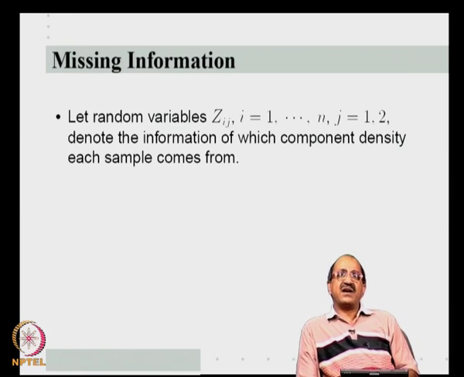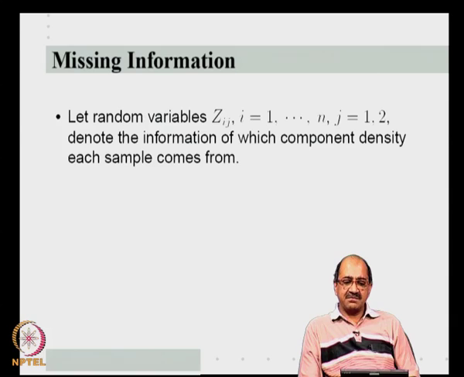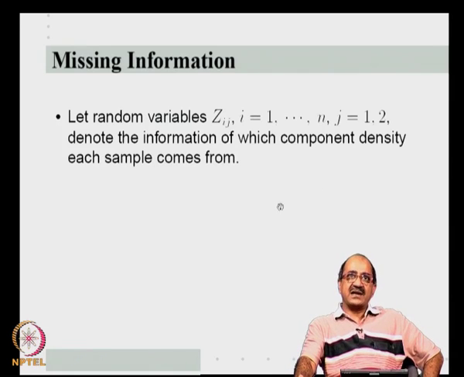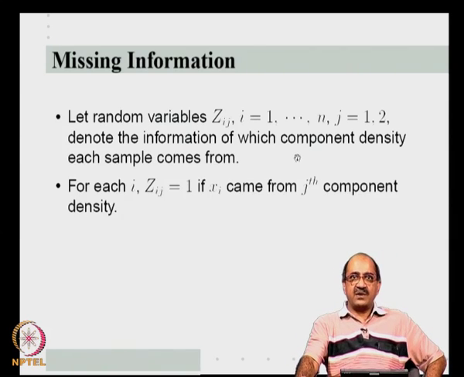Let us say we define random variables Zij, i going from 1 to n and j going from 1 to 2. Recall that n is the number of data samples we have. So, we define random variable Zij. The idea is Zij gives me information about which component density xi has come from. So, if I look at Zi1 and Zi2, I can tell whether xi has come from the first density or the second density. How am I doing this?